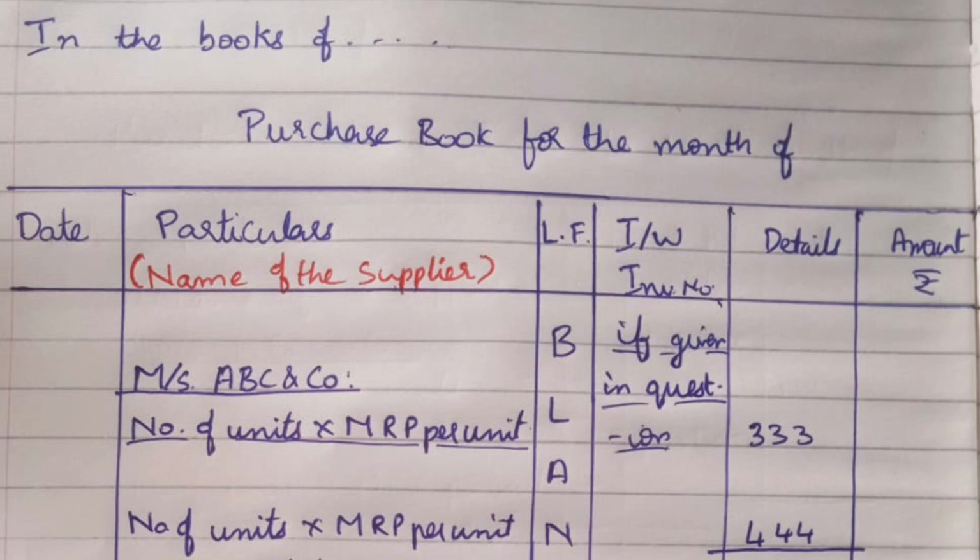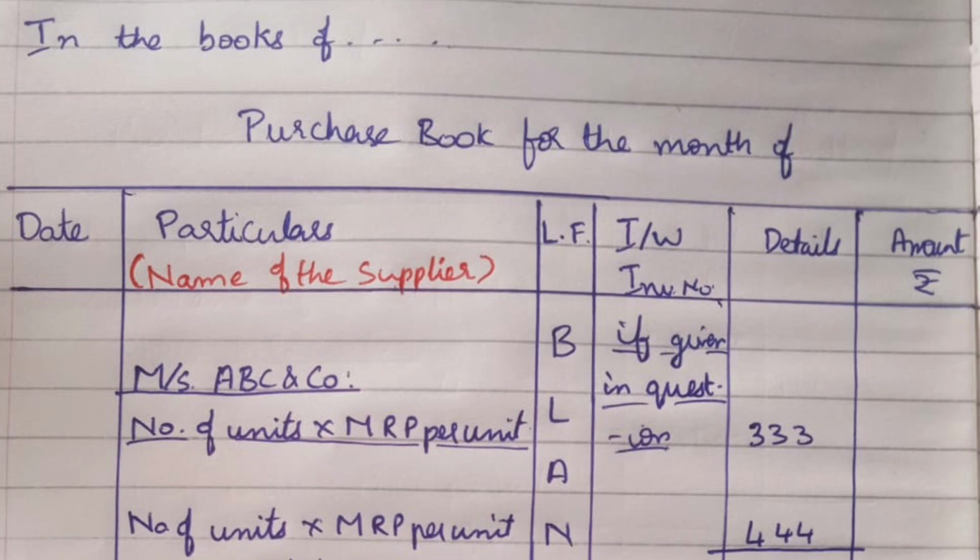In our format I have discussed as Messrs ABC and Co, and then we underline it, and then we start writing the details. Now they would have given details telling that this particular transaction has been done for this particular amount. So it will be number of units into MRP per unit, which we will be writing in details column, which is our working note column.